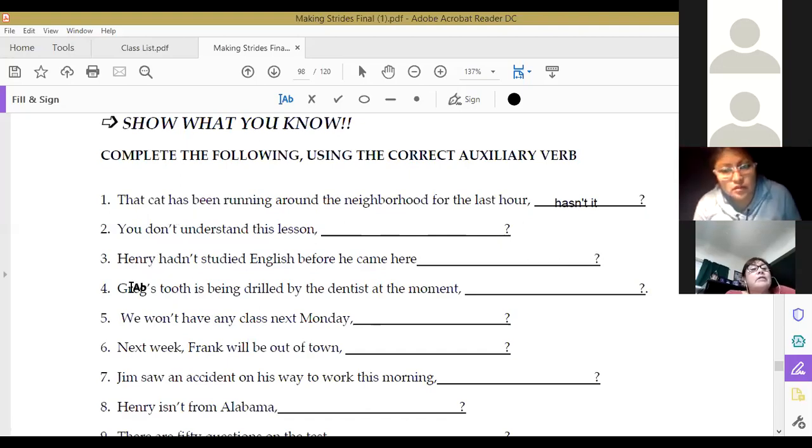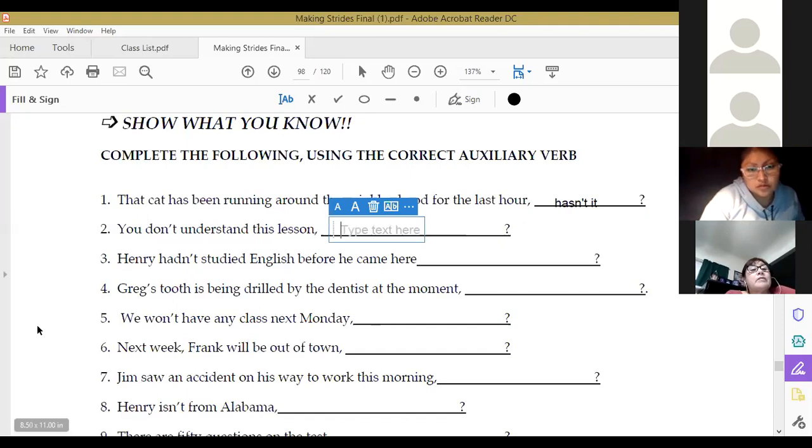All right. The next one. You don't understand this lesson. Don't you? Do you? Do you, right? You don't, do you? It's always the opposite, right? You don't understand, do you?